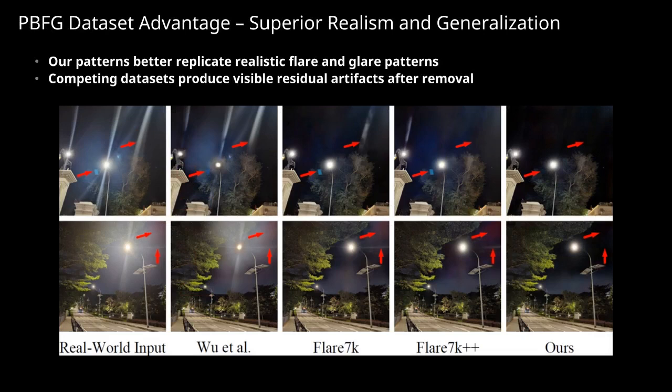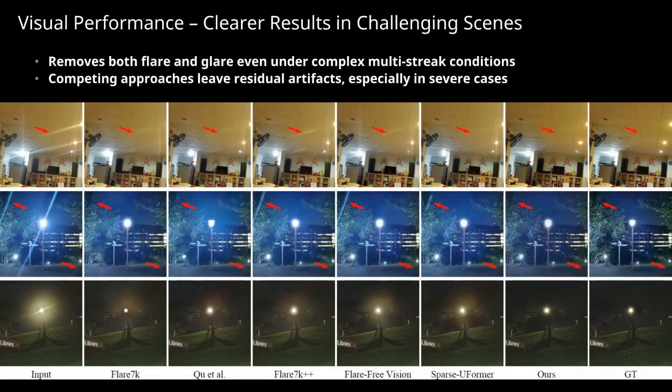Models trained on PBFG outperform those trained on Flare 7K and Flare 7K++, achieving cleaner results on real-world images and confirming PBFG's physical accuracy and practical effectiveness. Compared to existing methods, our network removes both flare and glare even in complex cases with multiple light sources and long streaks. Competing approaches leave residual glare or streaks, while FGRNet successfully restores hidden background details.